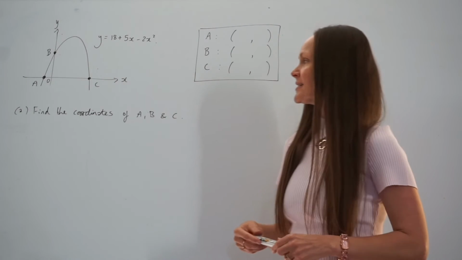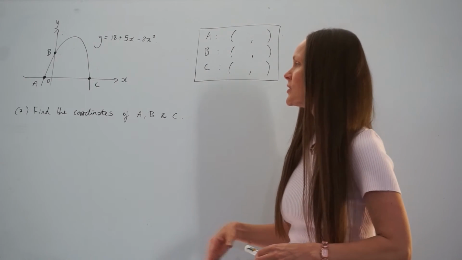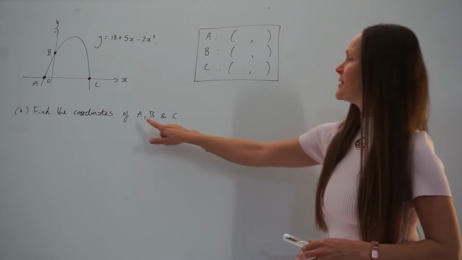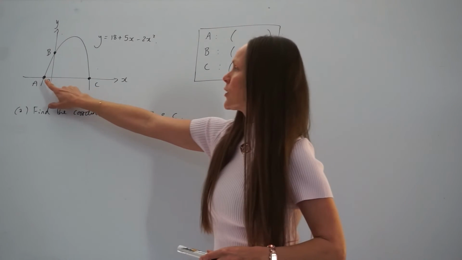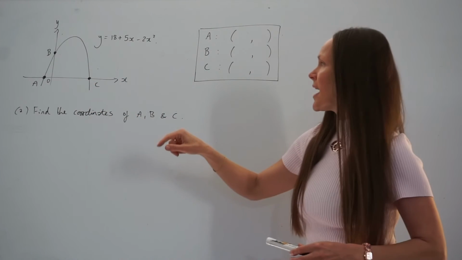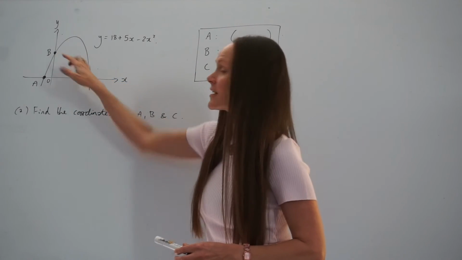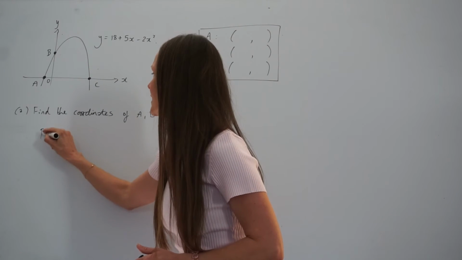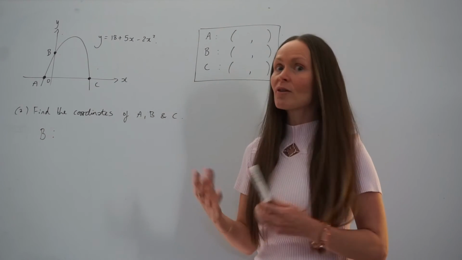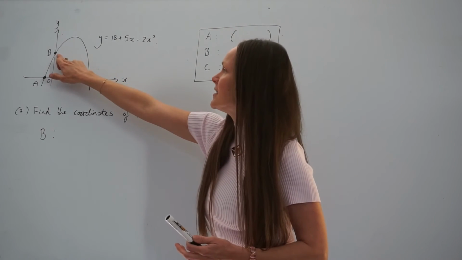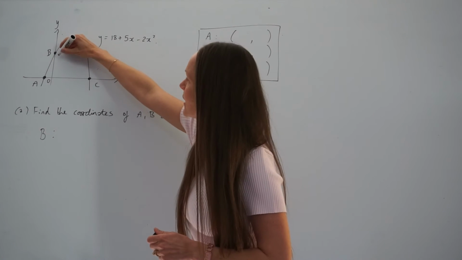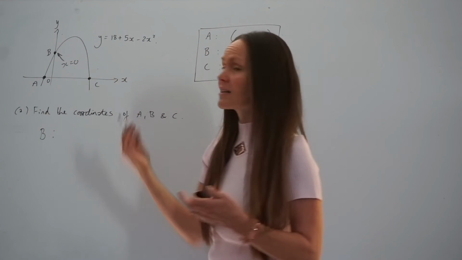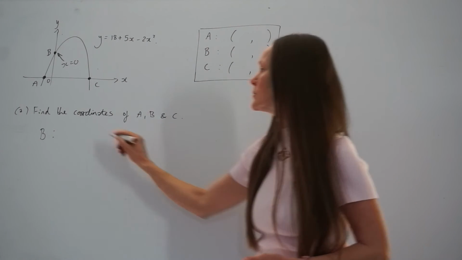In part A of this exam question, we have to find the coordinates of points A, B and C. We can see from the diagram that points A and C are where the curve intersects the x-axis, and point B is where the curve intersects the y-axis. I'm going to start by finding the coordinates of point B. Okay, so this is where the graph intersects the y-axis. So at that point, the value of x has to equal 0.